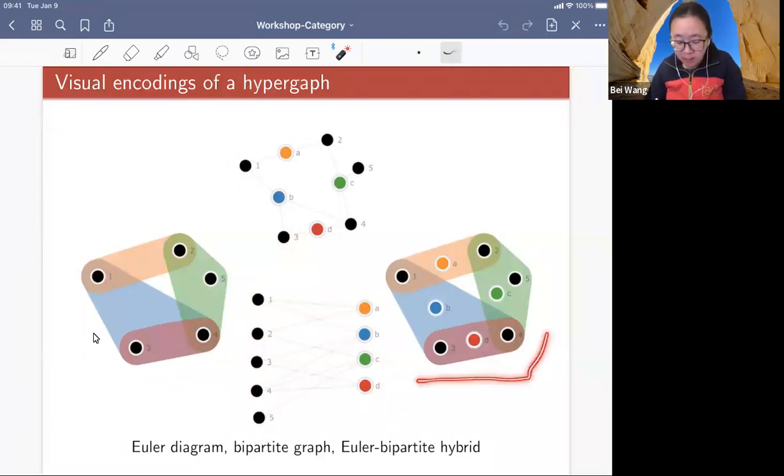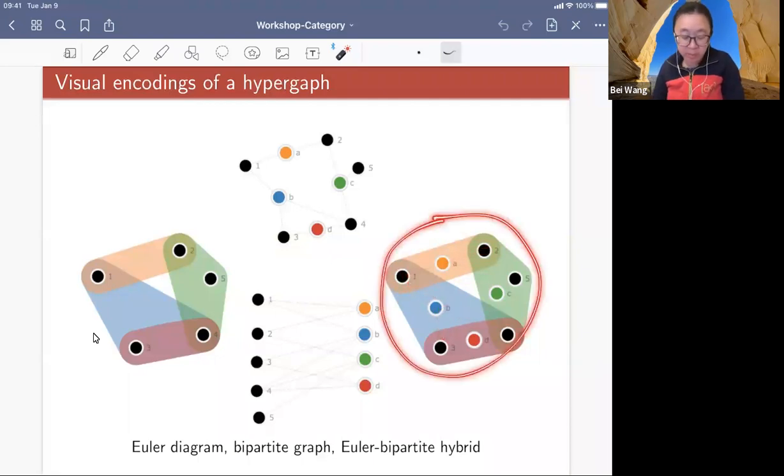And then finally, I can take this hybrid approach, which is basically to visualize the hypergraph as an Euler diagram, except I also want to highlight the relation between nodes and hyperedges. So in here, I'm using colored nodes as hyperedges, but also colored convex hulls as hyperedges. And then there's a little bit of connection between them, just to highlight their bipartite relation. So you're going to see this visualization quite a bit throughout the rest of the talk.